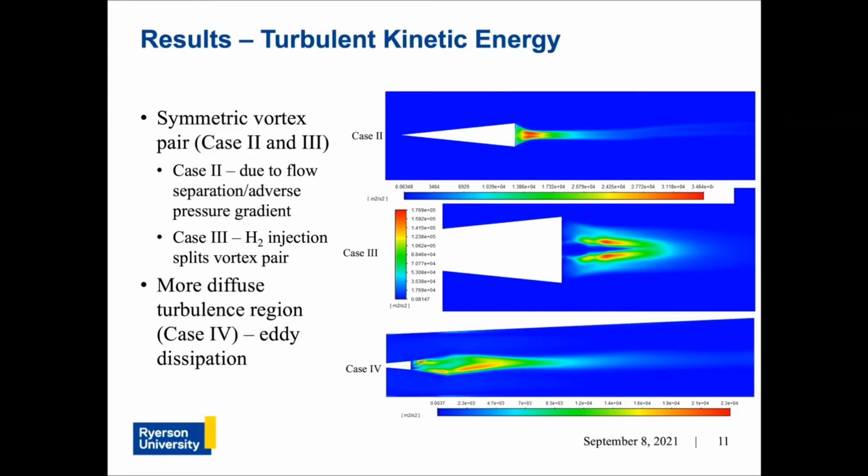Since case 4 applies the eddy dissipation model, large turbulent structures slowly dissipate into smaller eddies until hydrogen and oxygen molecules interact and rapidly combust. Because of this, the magnitude of turbulent kinetic energy is lower than in cases 2 and 3, allowing more energy to be used to carry the eddies downstream.